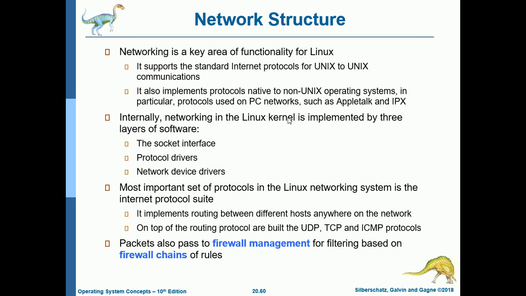Next is the network structure. Networking is a key area of functionality for Linux because it supports the standard internet protocols for Unix-to-Unix communications. It also implements protocols native to non-Unix operating systems, in particular protocols used on PC networks such as AppleTalk, which has already been discontinued by Apple, and then we have IPX, the Internetwork Packet Exchange.